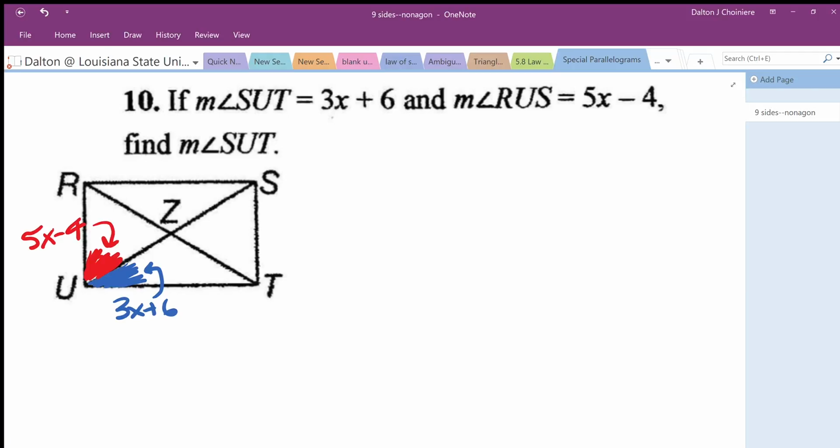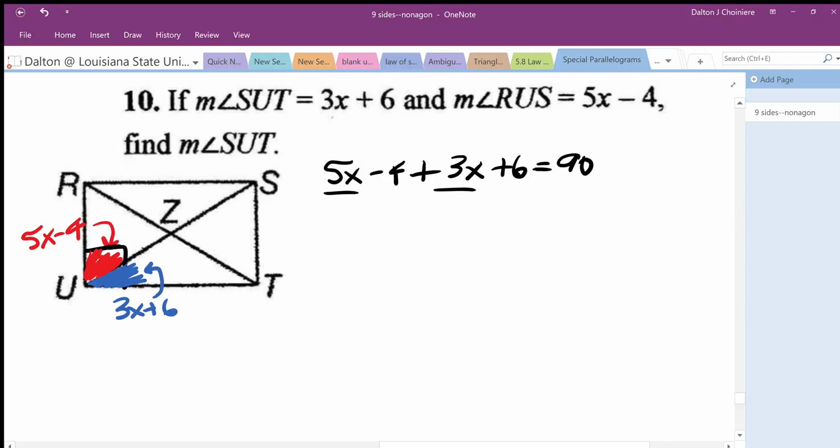What do I know about these two angles that I just shaded in? Yeah, they add up to 90 degrees because this is a rectangle. So I know the corner angles will add to 90. So literally do that. 5x minus 4 plus 3x plus 6 is equal to 90. And then again, this is just an algebra problem. So if I combine my like terms, 5x plus 3x is 8x. Negative 4 plus 6. Okay, so 8x plus 2 equals 90.